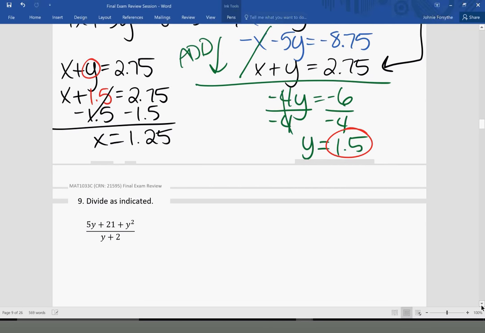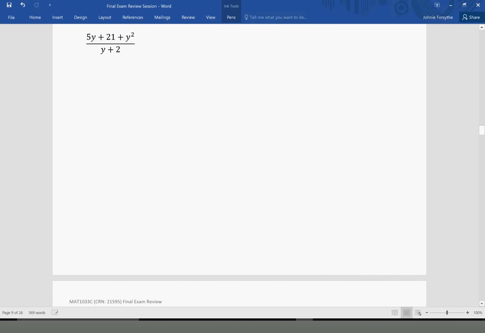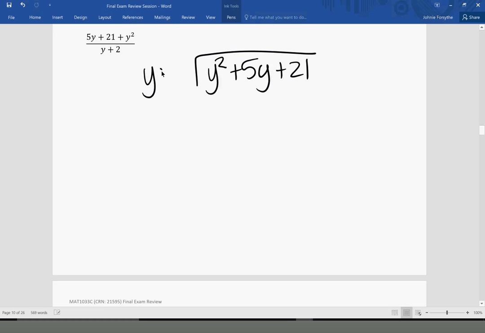All right. Now we have some division, dividing polynomials. So we're going to use long division. In order to use long division, we need to make sure that we have the polynomials in standard form. So the dividend is the expression at the top, but I'm going to write that as y squared plus 5y plus 21. So I have to rewrite the order so those exponents are decreasing. And the divisor is y plus 2. That goes on the outside. So it's y squared plus 5y plus 21 divided by y plus 2.